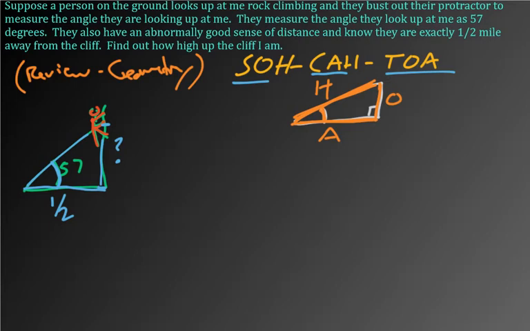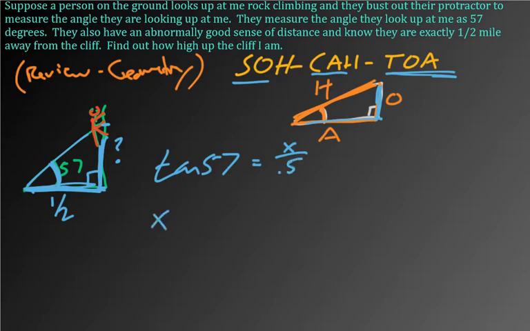And so you just think, okay, what relates this side and this angle? This is in a right triangle, and it would be tangent, right? Opposite over adjacent is tangent, and so you can set up the problem: tangent of 57 is equal to the unknown thing, the height there, over the 1/2 mile, so 0.5.